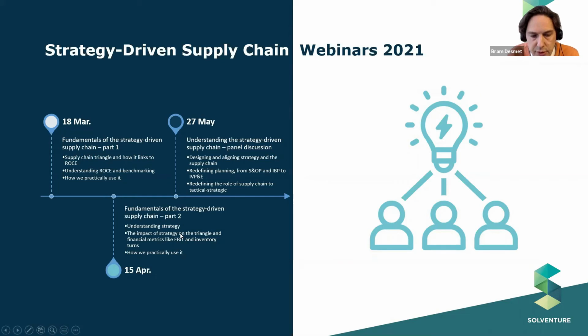So we'll briefly introduce a strategy model of Crawford and Matthews. We'll talk about how strategy impacts the balance in the triangle, or how strategy basically impacts your financial metrics. And I will again try to make references to how we as Solventure practically use it in the projects we do. So April, and then end of May, that will most probably be more in a panel type of discussion.